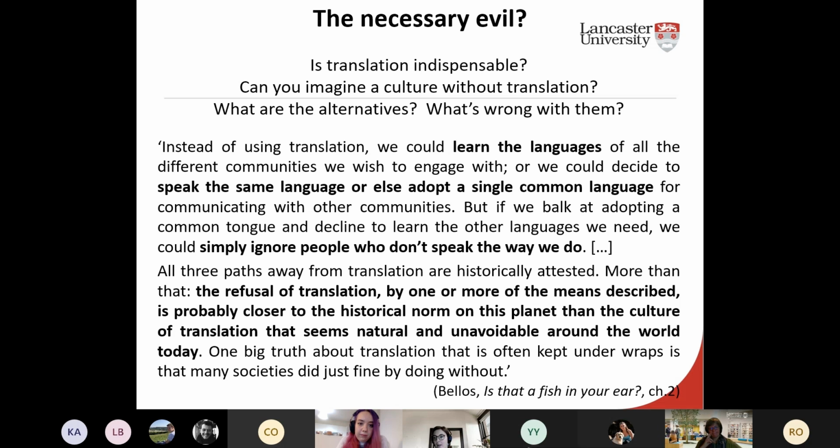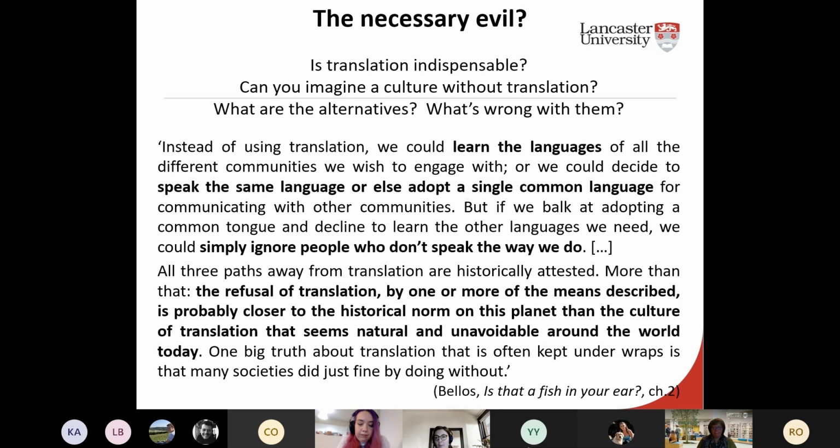Alternatives to translation. What could we do if we didn't use translation? So he said, instead of using translation, we could learn the languages of all the different communities we wish to engage with. Or we could decide to speak the same language or else adopt a single common language for communicating with other communities. And you might know there have been attempts to do that in Europe, for example.